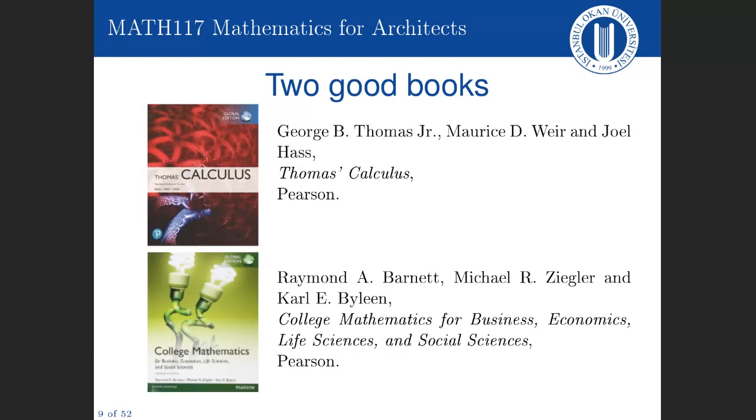Two good books for this course. These are not required purchases. These are completely optional. You might want to get these or you might not. A good book which covers calculus and geometry is Thomas's Calculus. This book doesn't include finite mathematics. The second book does include finite mathematics, college mathematics for business, economics, life sciences, and social sciences. You might like to try to find a copy of one of these.